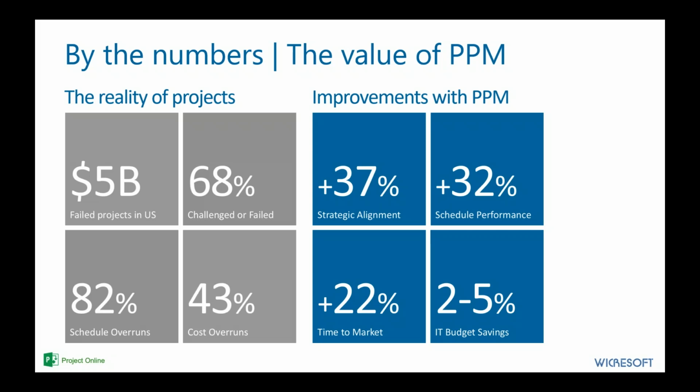So improvements with a PPM solution in place, documented in studies by Pricewaterhouse, Gartner, and other analyst groups, include a 37% better strategic alignment, a 22% improvement in time to market, 32% better schedule performance, and if you think about the size of your organization's IT budget, a 2 to 5% savings is significant. These smart innovation objectives can be met with the adoption of appropriate PPM tools and processes.